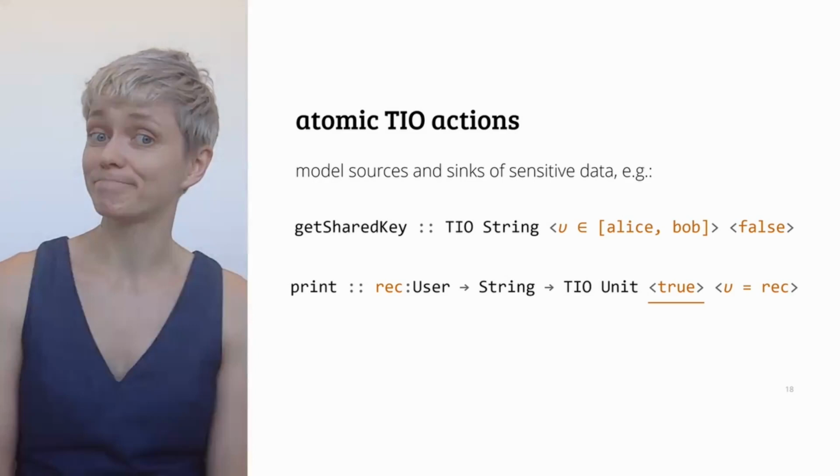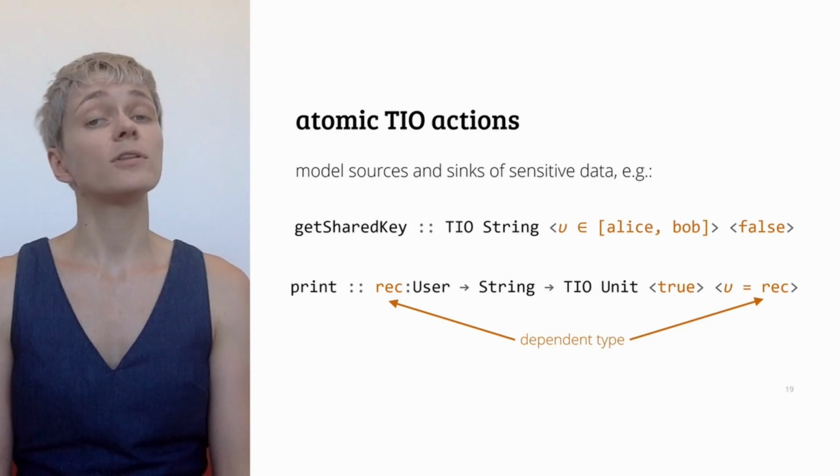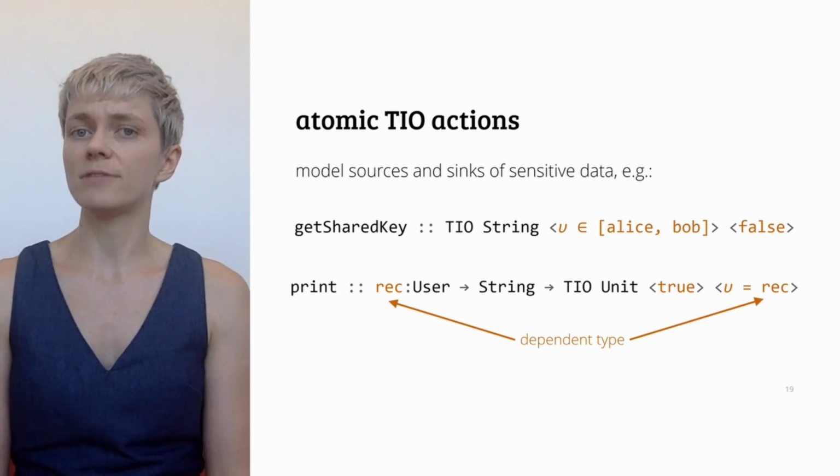Note that function types in Lefty can be dependent, so the label of the result can depend on the value of the argument. This allows Lefty programmers to encode rich security policies as types of TIO actions.